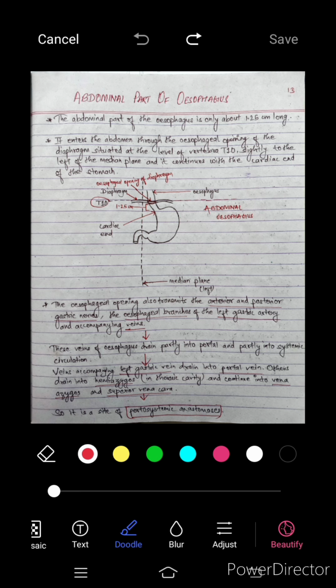The abdominal part of the esophagus is only about 1.25 cm long. It enters the abdomen through the esophageal opening of the diaphragm situated at the level of vertebrae T10, slightly to the left of the median plane, and it continues with the cardiac end of the stomach.